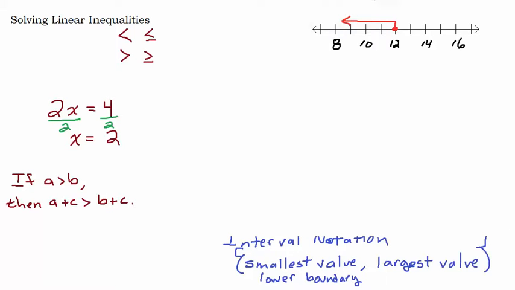Let me show you without variables because I think that's a real powerful way to look at it. Let's start with a true statement. Let's say I say 3 is less than 5. Everybody agrees with that, right?